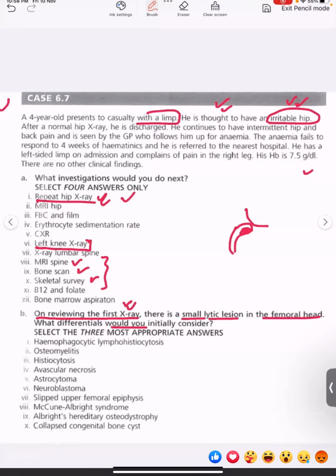What differential would you like to initially consider? Select the three most appropriate answers. Is this a case of hemophagocytic lymphohistiocytosis, osteomyelitis, histiocytosis, avascular necrosis, or neuroblastoma? First of all, give me three most appropriate answers, then I will tell you why the other options are not. What are the differential diagnoses of osteolytic lesions? What are the differentials of lytic lesions on the long bones? Dr. Vajiha?